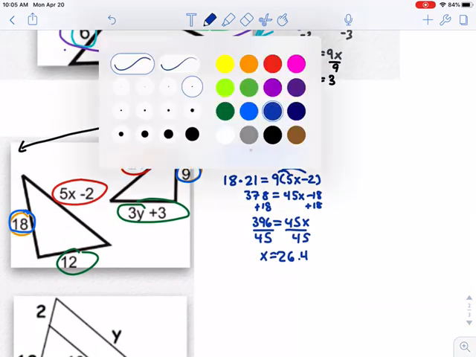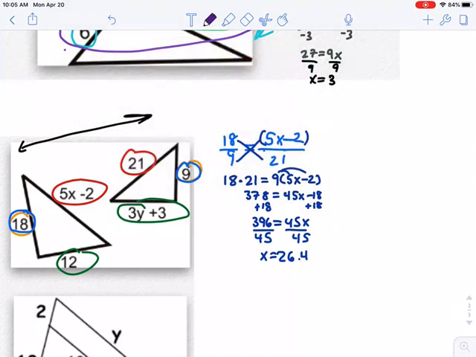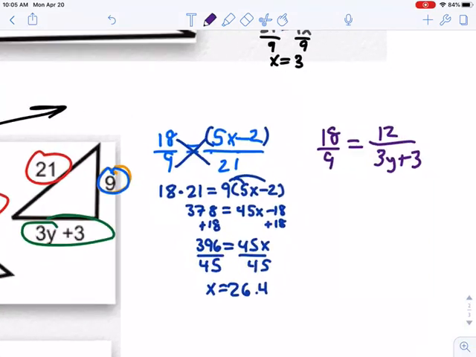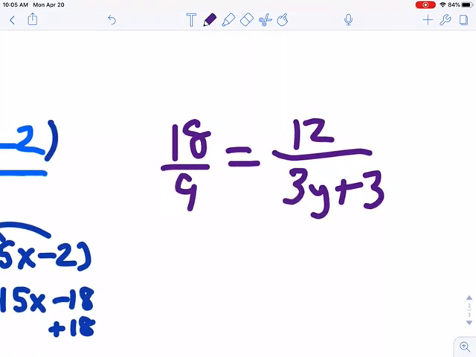Similar thing for y. Let's just keep that 18 over 9. I like that. And then that's going to be 12 over 3y plus 3. All right, goofy problem. We got some decimals. I wonder if we're going to get a decimal this time. My prediction is no. I think actually y is going to be some nice slick number that you guys all adore.